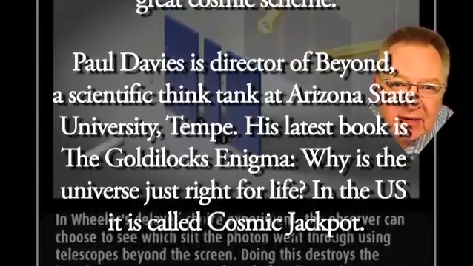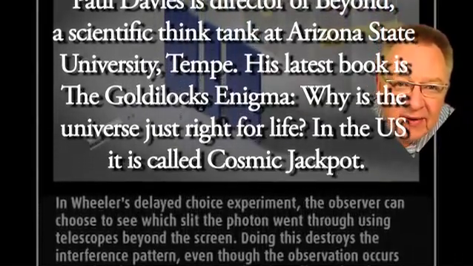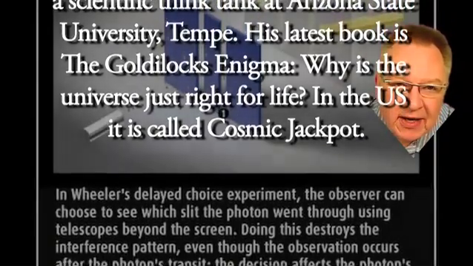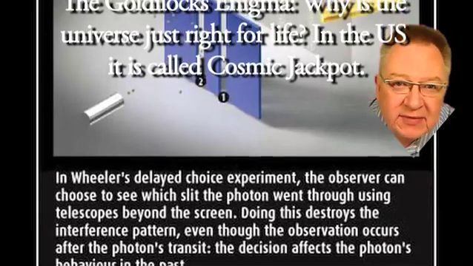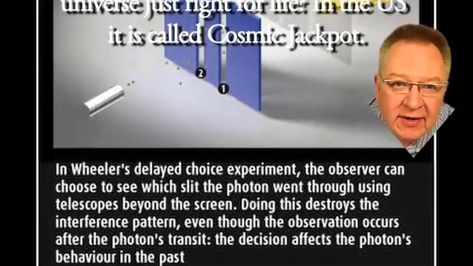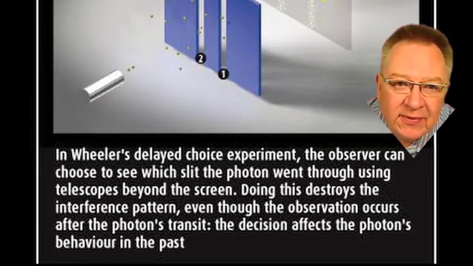His latest book is The Goldilocks Enigma: Why is the Universe Just Right for Life? In the US, it's called Cosmic Jackpot. Next blog, we're going to continue this discussion of where the basic laws of our universe come from as we look at an article written by cosmologist and astrophysicist Martin Rees.